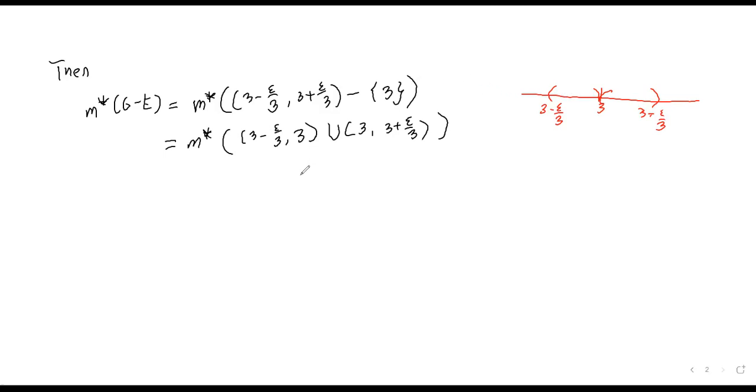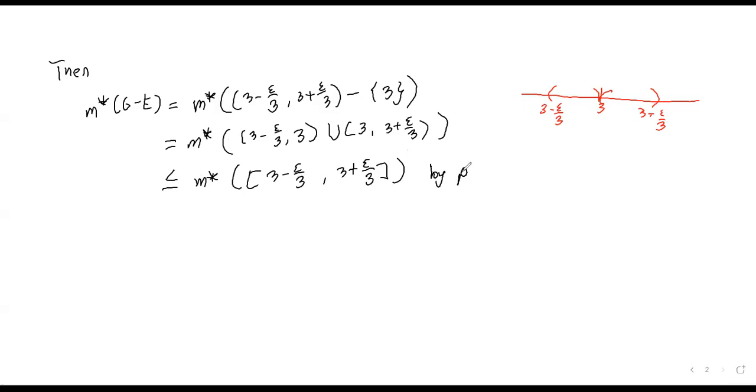Okay? Now, take note that this union hindi nakasama si 3, hindi kasama yung dalawang dulo, yung 3 minus epsilon over 3 tsaka 3 plus epsilon over 3, hindi sila kasama. So meaning, this is now less than or equal to the outer measure ng closed interval [3 minus epsilon over 3, 3 plus epsilon over 3]. Okay? So, yung outer measure nito is less than or equal dito. Okay? If we use the proposition number 1.